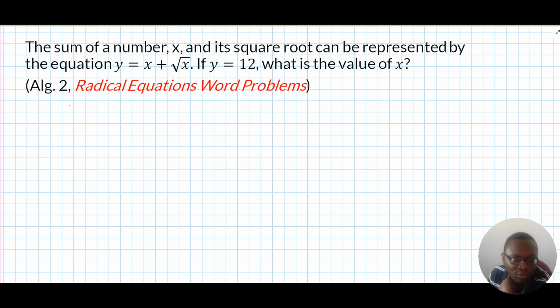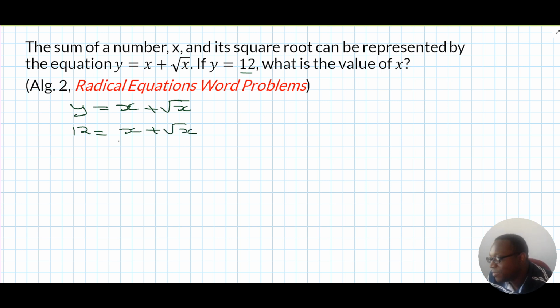So we're going to start off with y is equal to x plus the square root of x. I know if you try a bunch of different numbers, you probably get to your answer, but I want to show you the math behind it. We already know the value of y, so y is equal to x plus the square root of x.